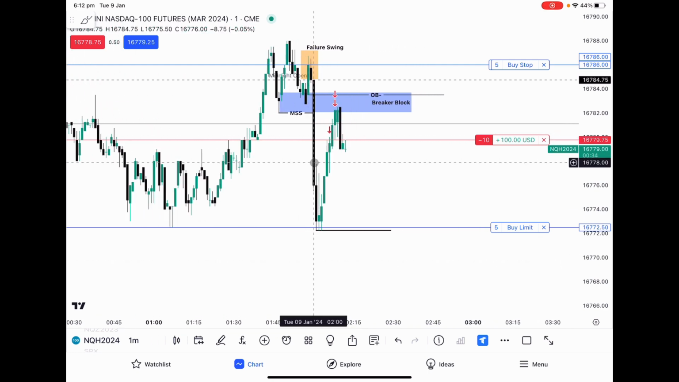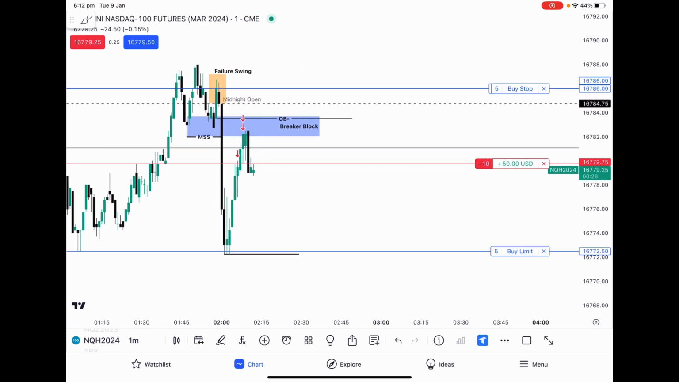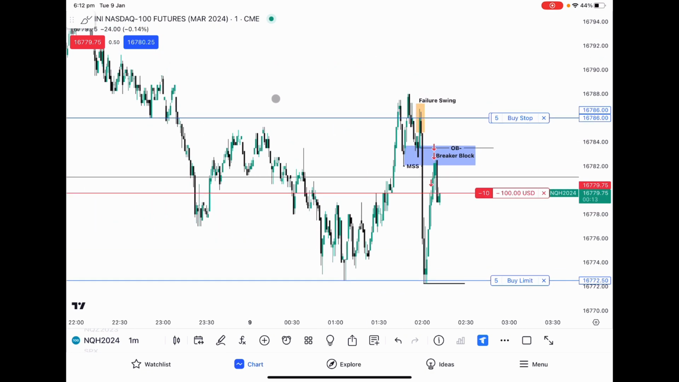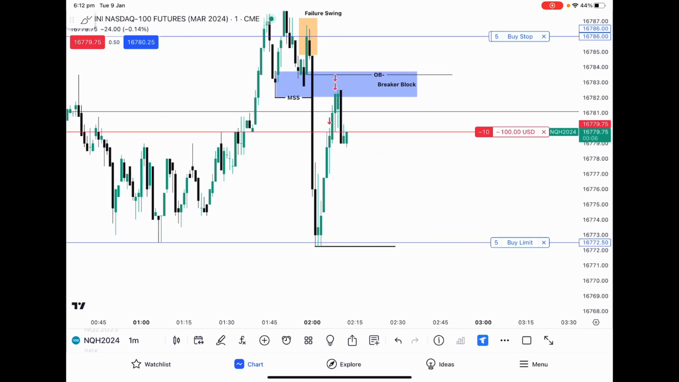We're respecting this bearish fair value gap. We're respecting this breaker block. We've got a failure swing here. That's what we have taken out liquidity here, and then internal liquidity again. So what I'd like to see now with price is I'd like to see price move lower.